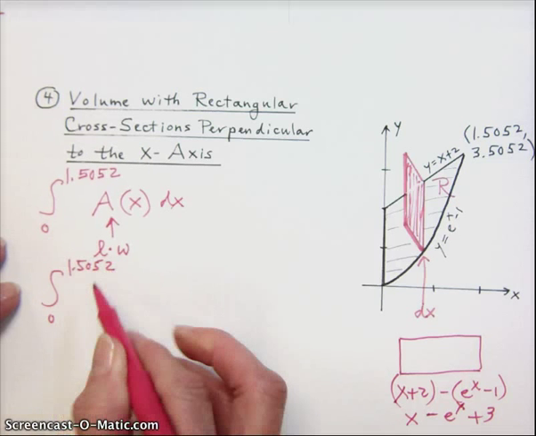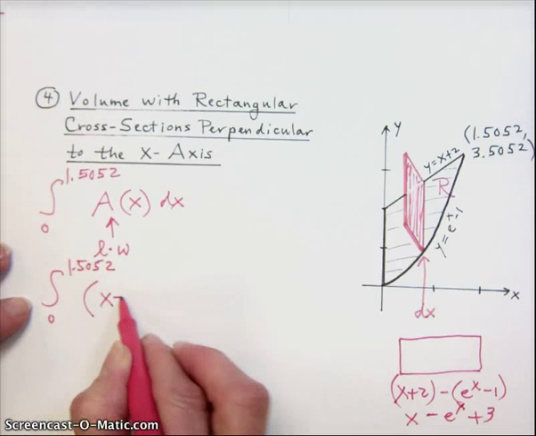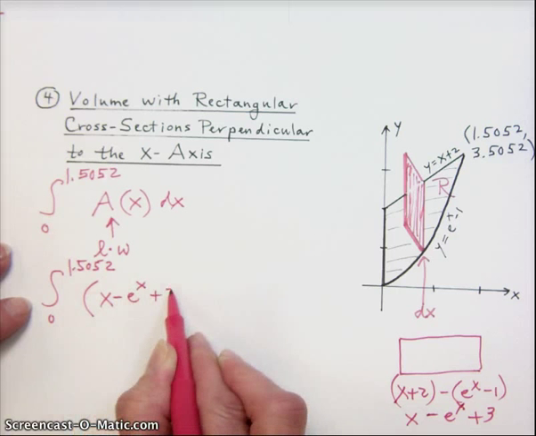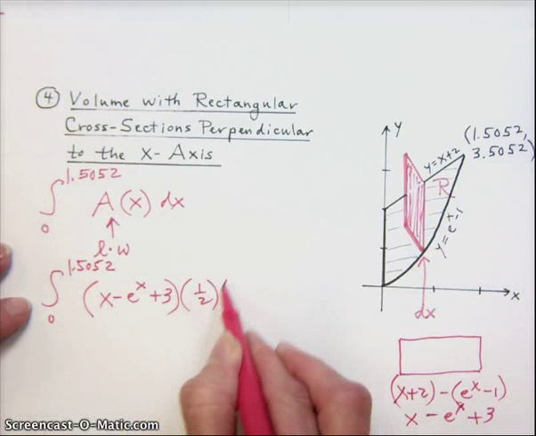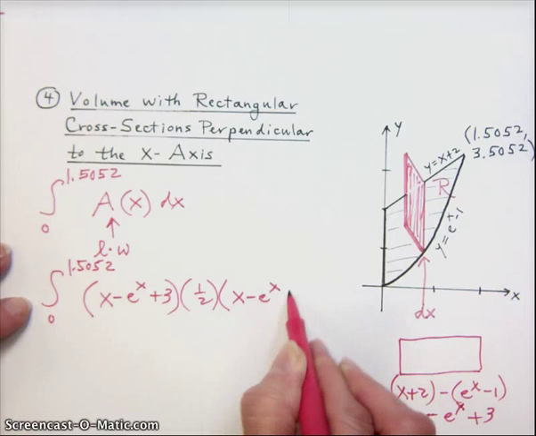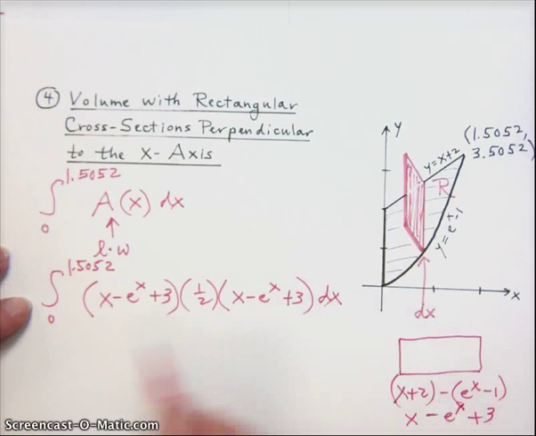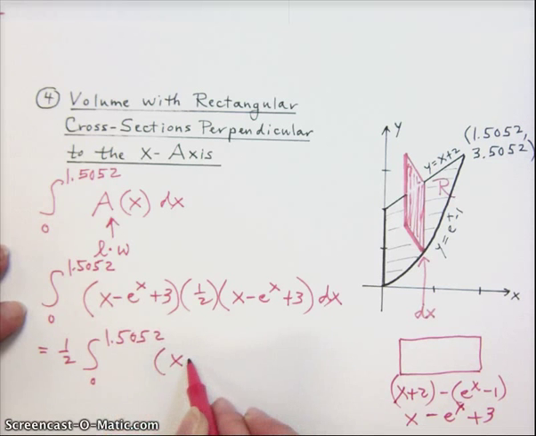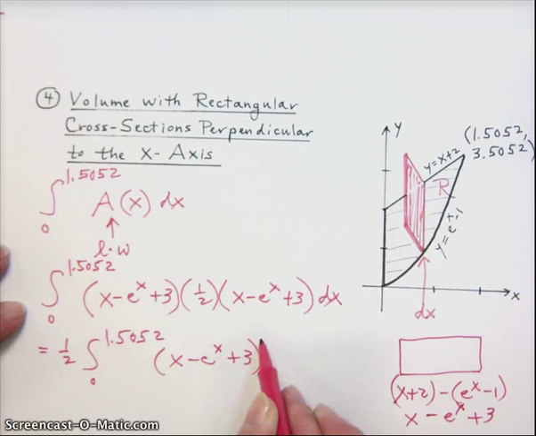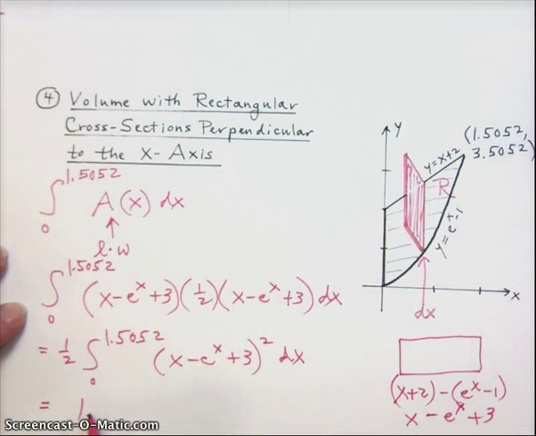1.5052 of the length, which is x minus e to the x plus 3, times the width, which we were told is half that length, so we have 1/2 of x minus e to the x plus 3, quantity dx, and let's write that as 1/2 integral from 0 to 1.5052 of the x minus e to the x plus 3, quantity squared dx, and when we put that in our calculator, we come up with 1.773 cubic units, a surprisingly small volume.